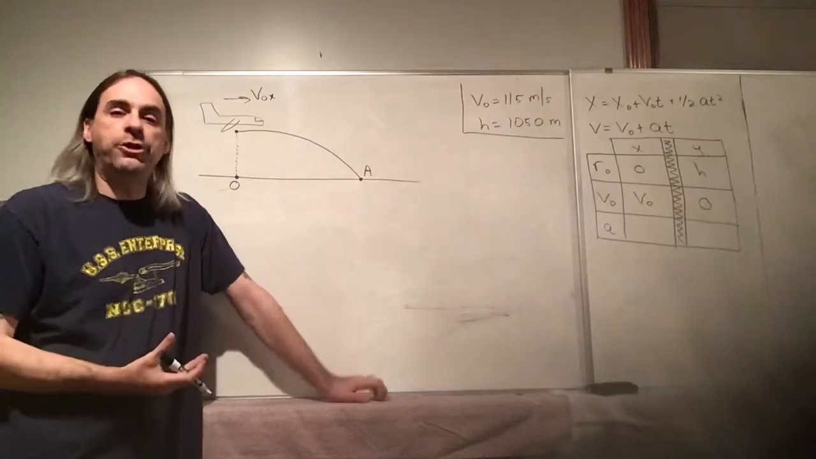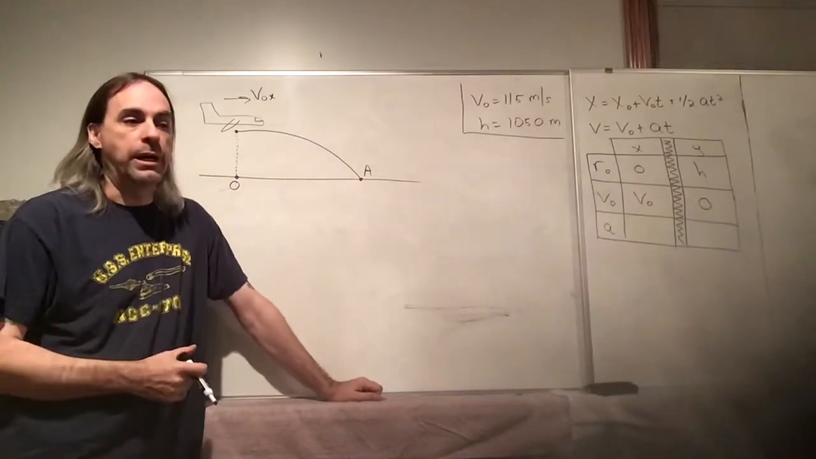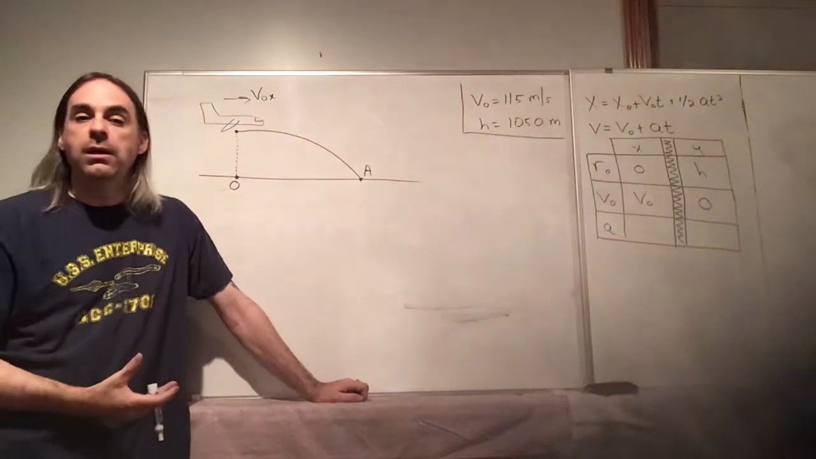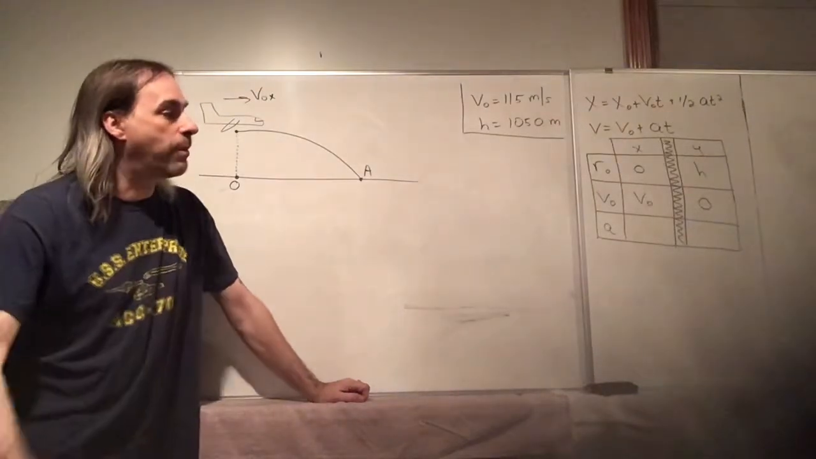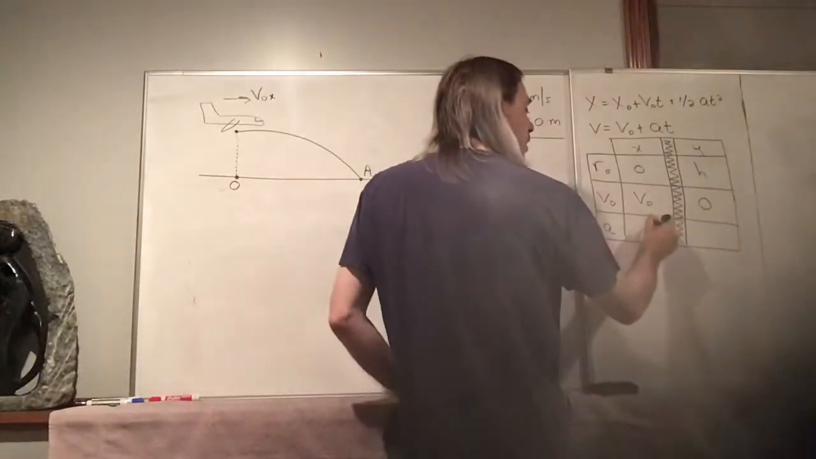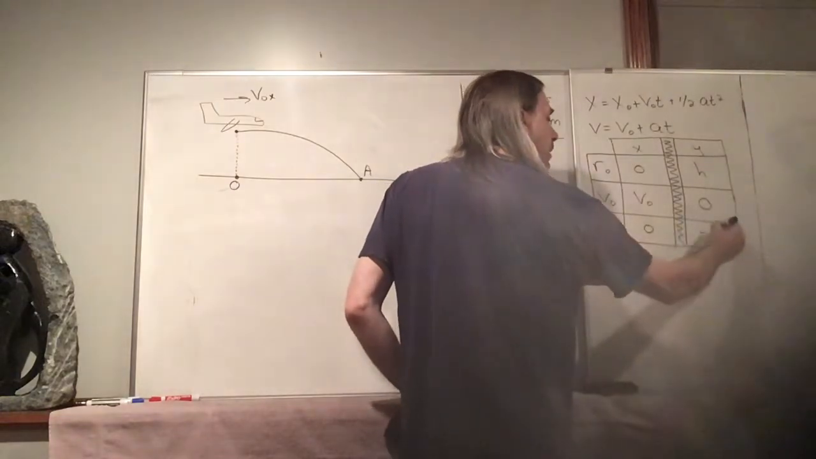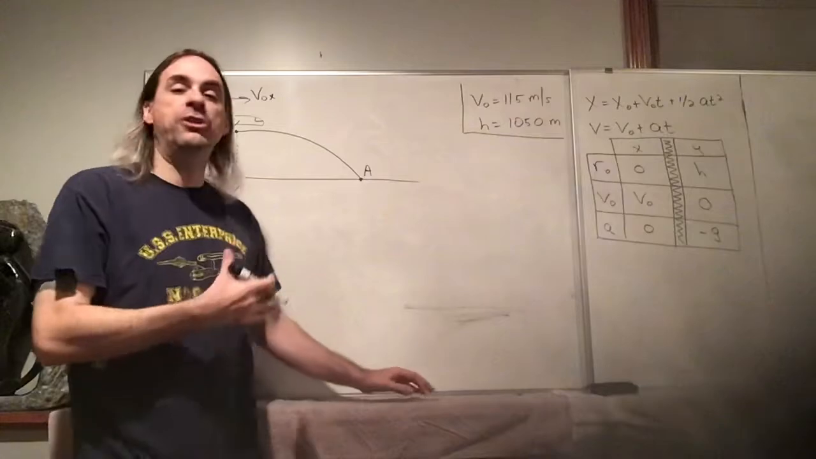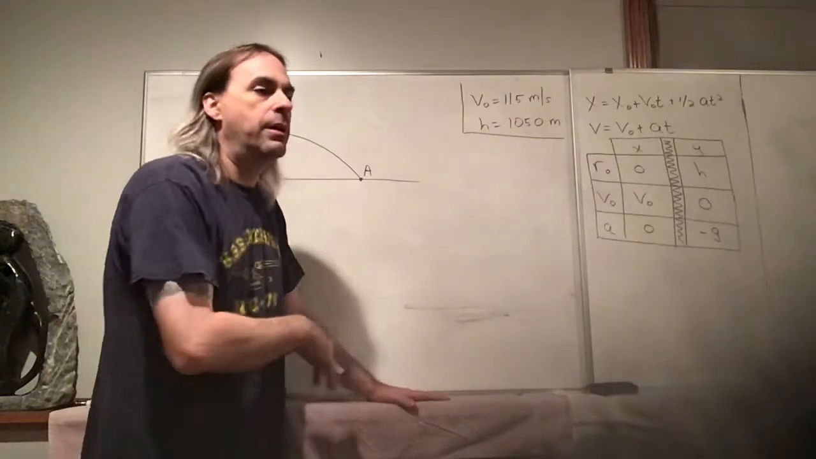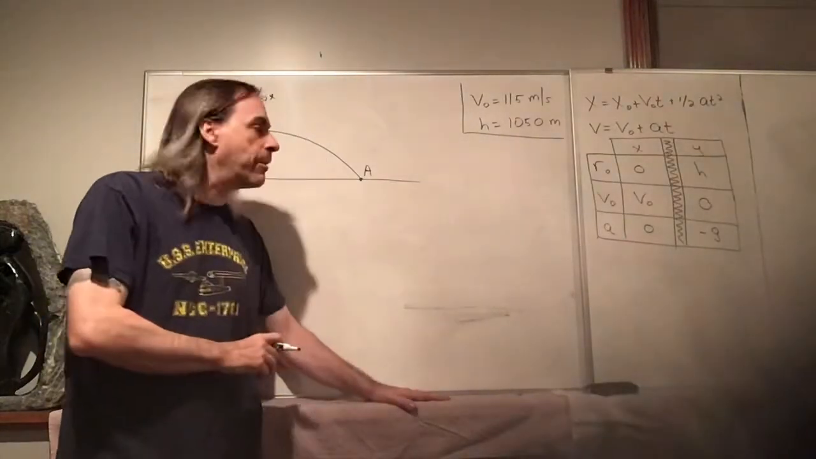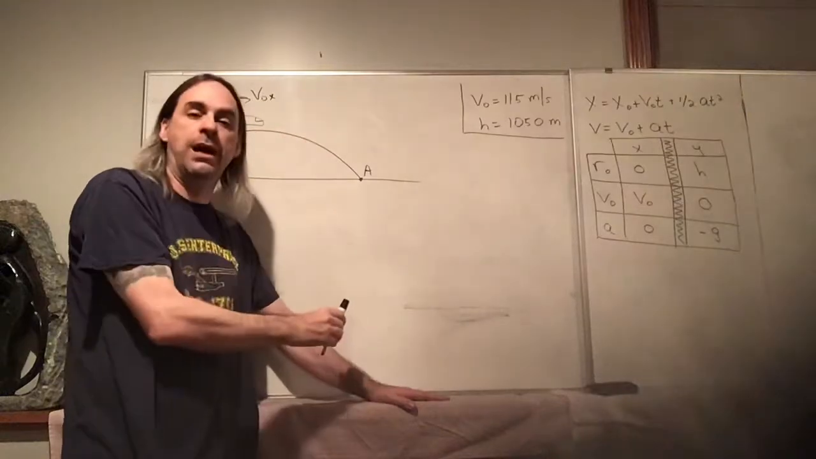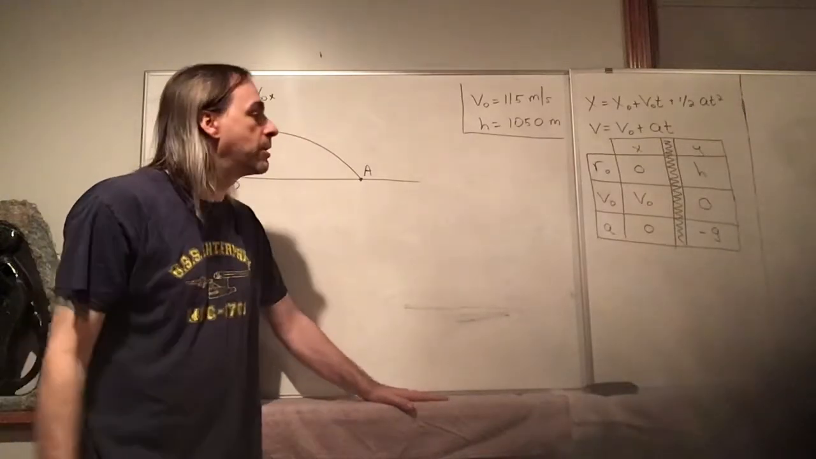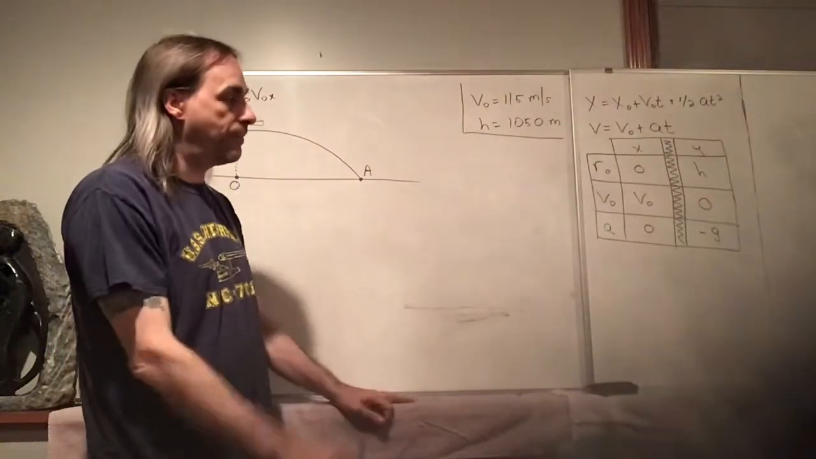Now, acceleration, why is this object accelerating at all? Well, because of gravity. And so the acceleration is going to be 0 and minus g. So there's no acceleration in the x direction. The only acceleration, because we're ignoring air resistance, is gravity, which is straight down. That's not causing it to accelerate at all in the x direction.